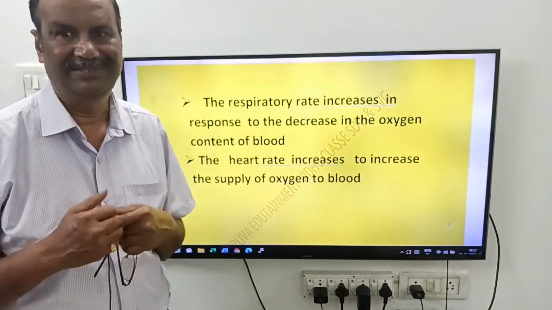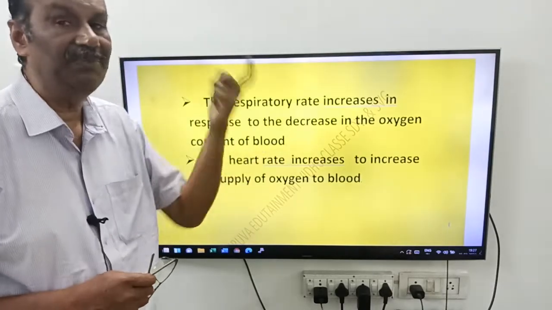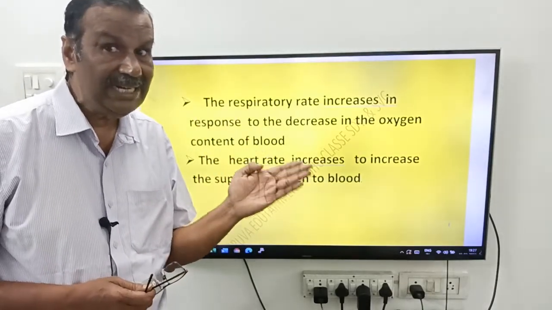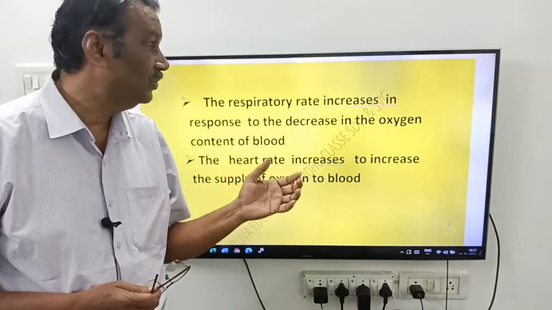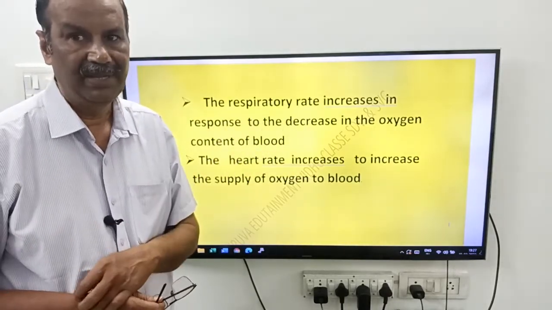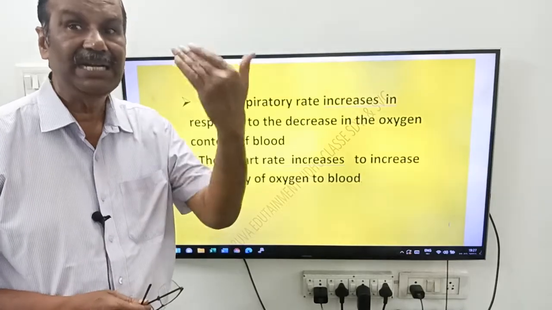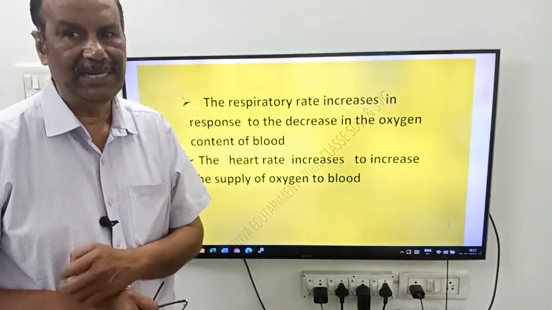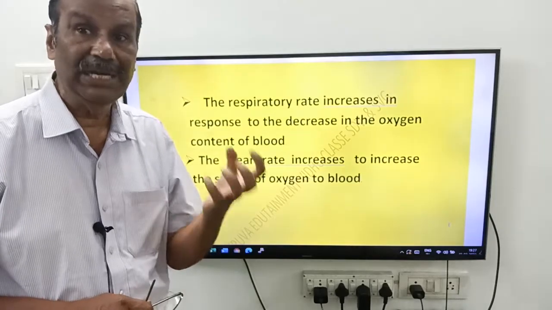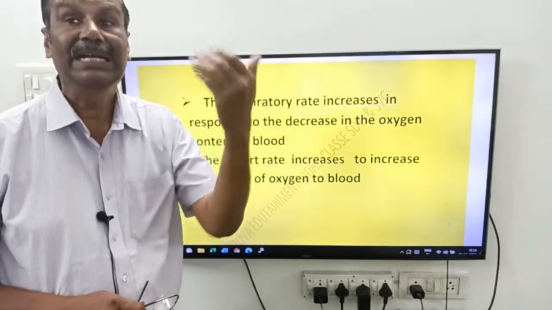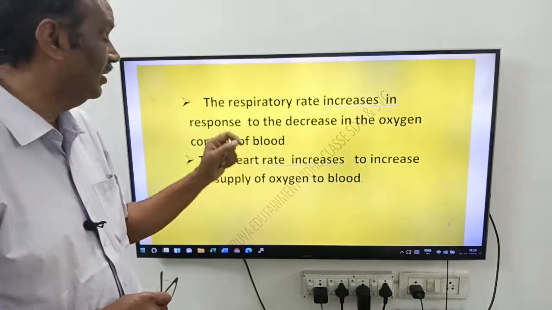To get more oxygen, the respiratory rate increases in response to the decrease in the oxygen content of the blood. Why is the respiratory rate increased, friends? In response to the decrease in the oxygen content of the blood. When the oxygen content of the blood decreases in our body, automatically our respiratory rate increases, friends. You know our respiratory rate is 12 to 16 times per minute. So if the oxygen content of the body decreases, automatically our respiratory rate increases.